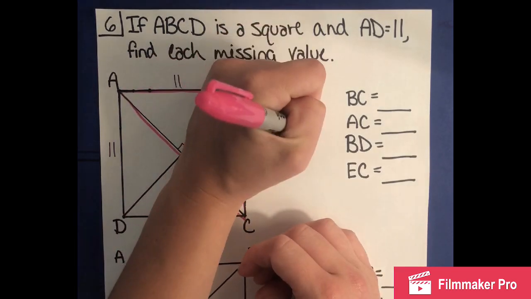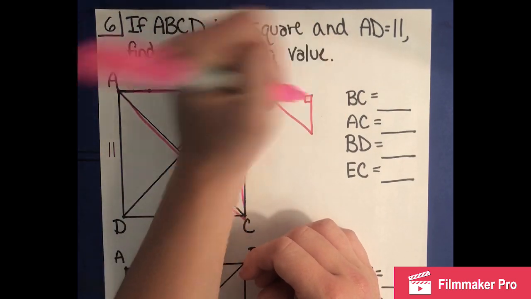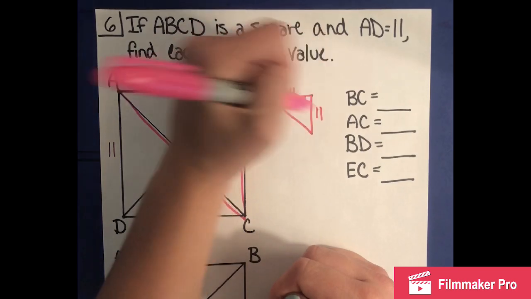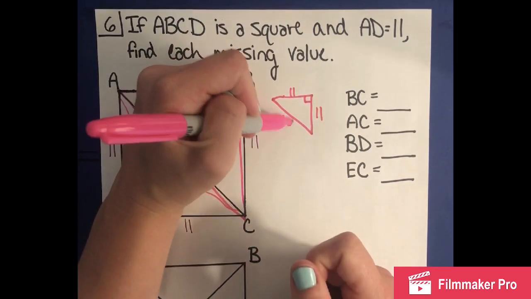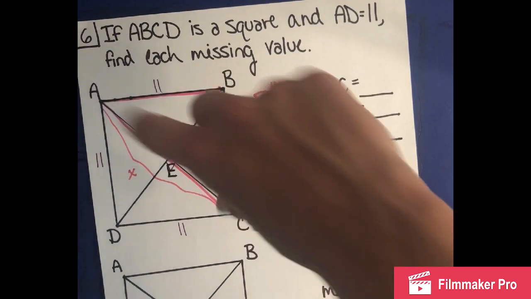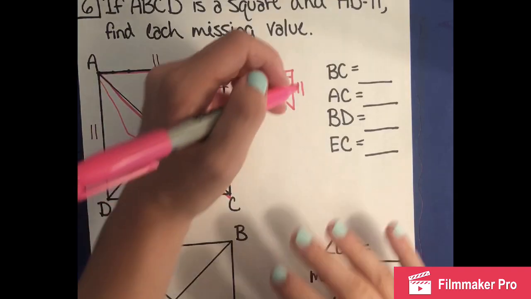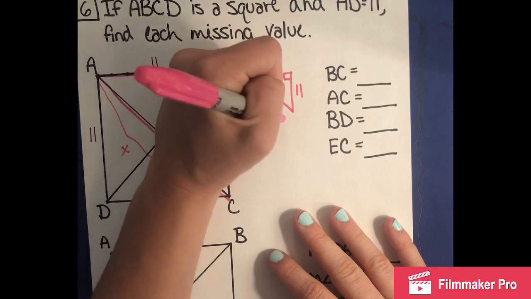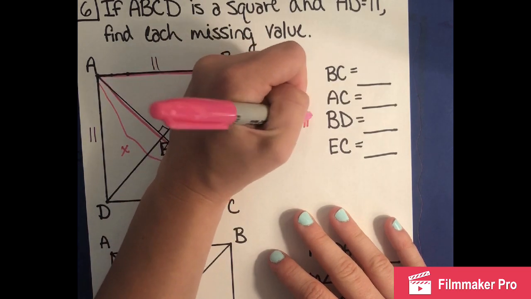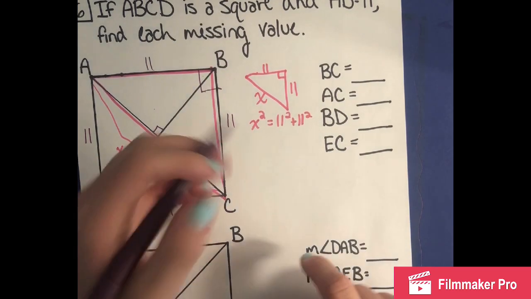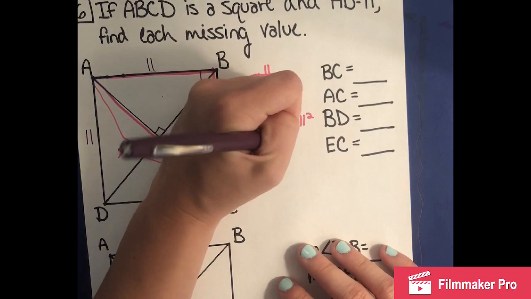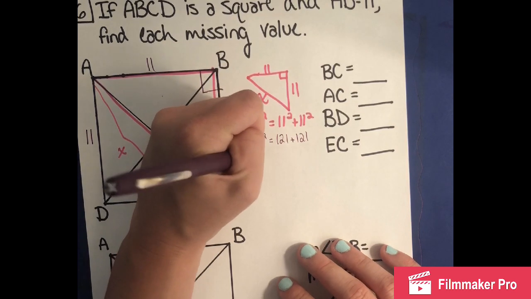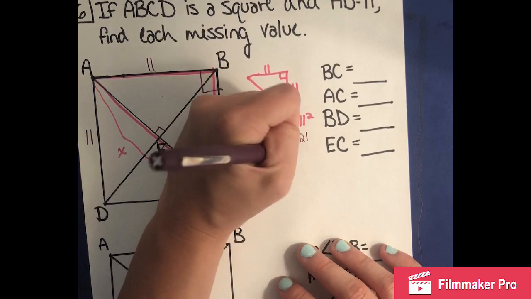So this is what I got. Right angle, 11, 11. This whole thing here is going to be x, okay? Don't forget, it's not just that part, it's the whole thing. So let's set this up. X squared equals 11 squared plus 11 squared. I'm going to change this to a better marker. X squared equals 121 plus 121. Remember, we can actually do that in our calculator in one step. I'm just breaking it down so that you can see it.